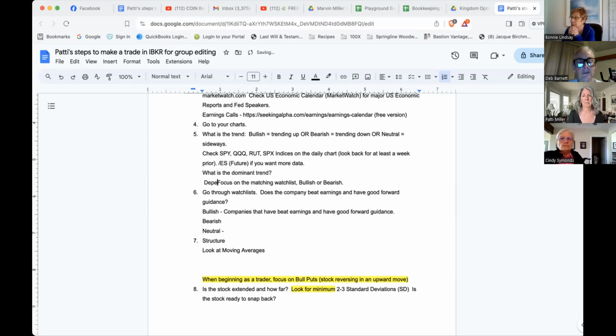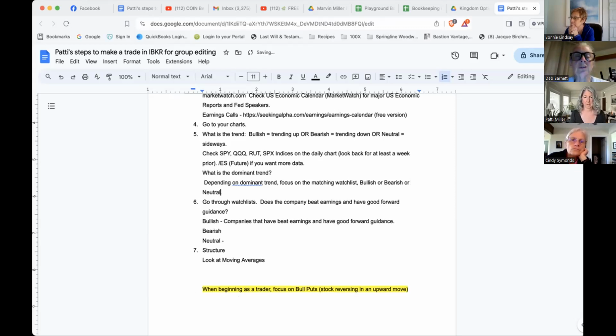Depending on dominant trend. I mean, we're not trying to make an instructional manual, but we do need some focus help on the matching watch list. And so you just got to add or neutral. Usually if you're in a bearish market, you can still look at the neutral list and then your bearish list, but you would never look at, you don't want to trade on your bullish list.